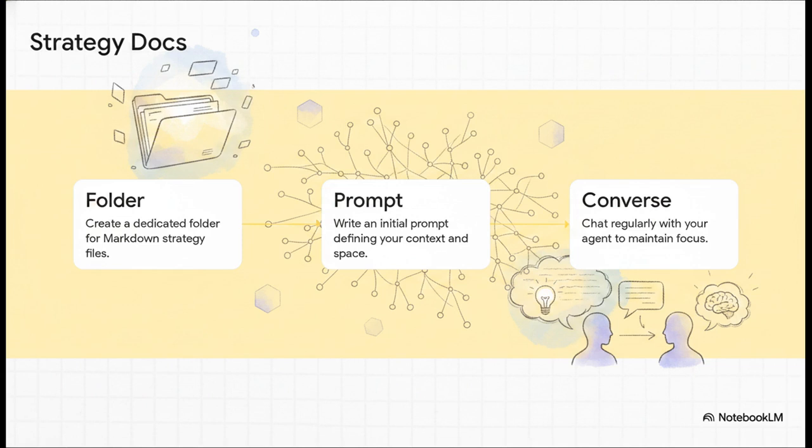Here are the exact steps to create an agentic strategy document. First, create a dedicated folder in your environment, whether that's Cursor, Claude Code, whatever, just for markdown strategy files. Second, write a really thorough initial prompt that deeply defines your company context, your app, and your overall domain space. Let the agent generate your core strategy docs based on that. And finally, converse regularly with this strategy agent. Because it now deeply understands your context, it becomes an amazing sounding board. It'll tell you straight up if a new project is a massive distraction or a genuine opportunity. It is seriously one of the highest leverage things you can build for yourself right now.